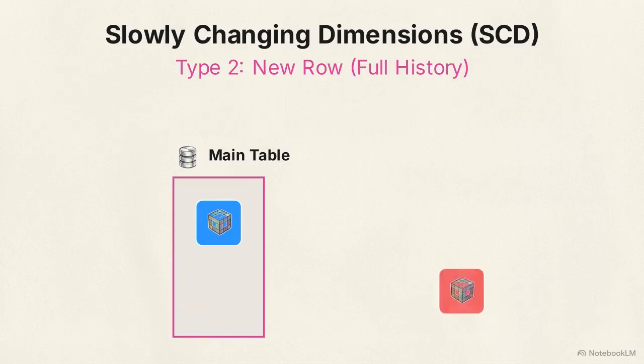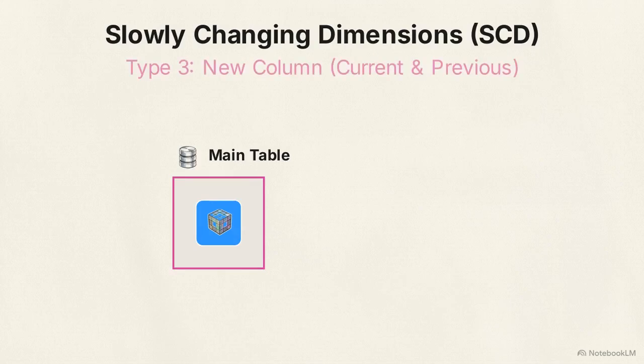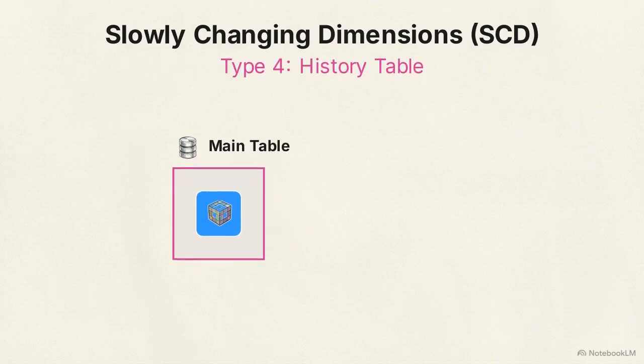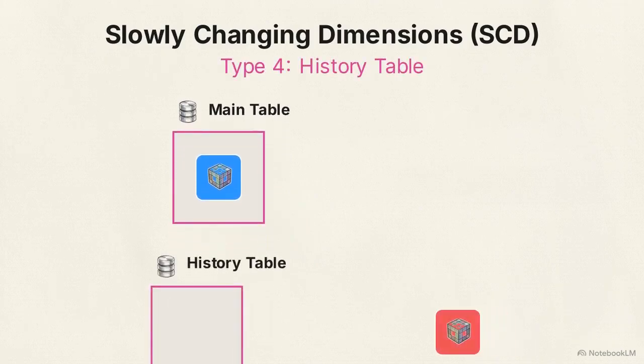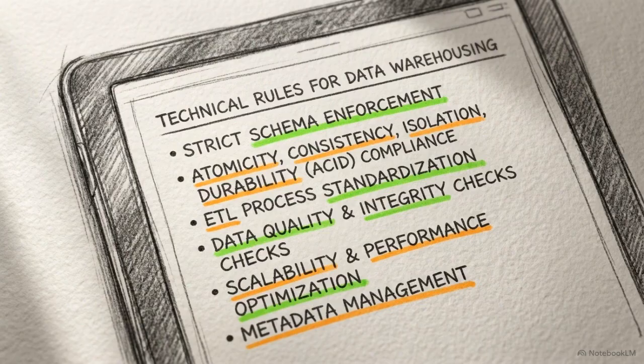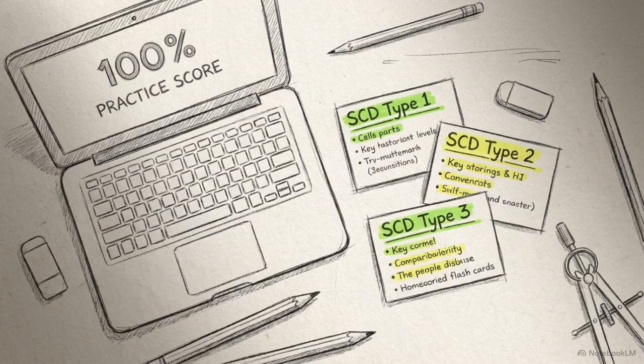If history is a requirement, the structure must expand. Type 2 maintains a full history by adding a new record, or row, for every change. Type 3 tracks only the current and immediately previous value by adding a new column. Type 4 uses a separate physical structure, a history table. This keeps the main table lean, but requires an additional join to reconstruct the full timeline. These definitions are static. Because they don't change based on the complexity of the scenario, mastering them provides a high return on your study time.